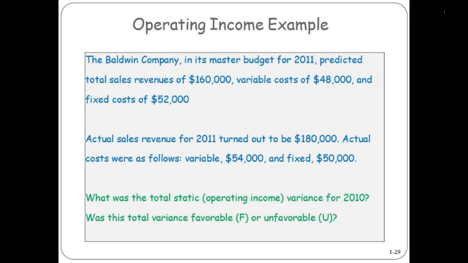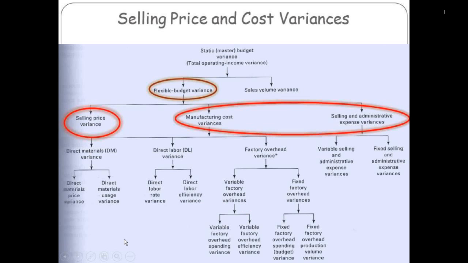So what's your variance? Your overall static variance? 16,000. Favorable. Your actual is better than your budgets. That's favorable. You did better than expected. Okay? Pretty straightforward. Yeah, it was just a pleasant little diversion.